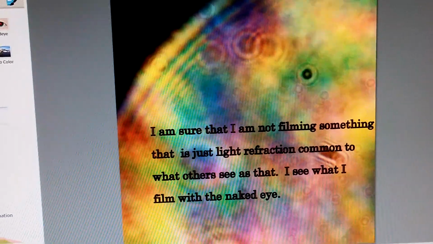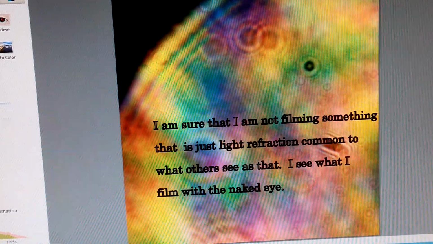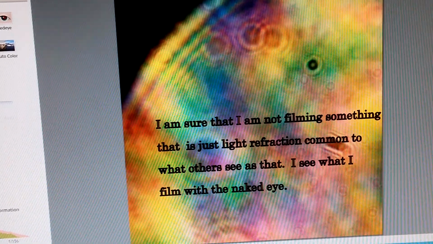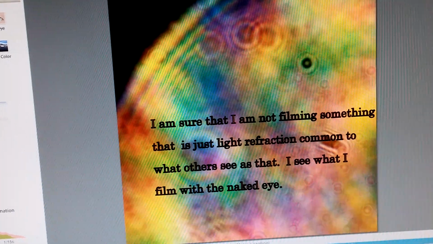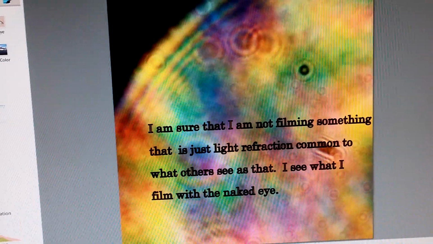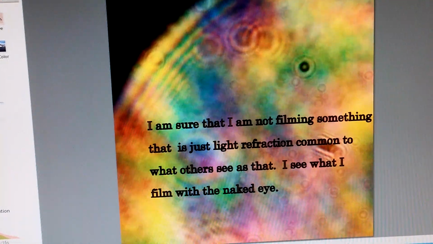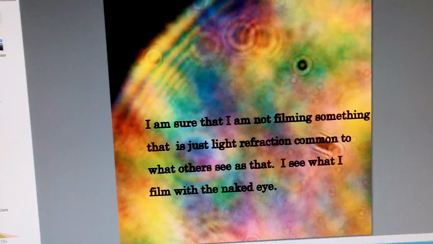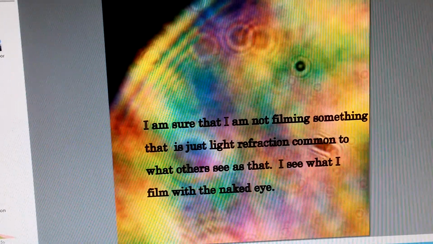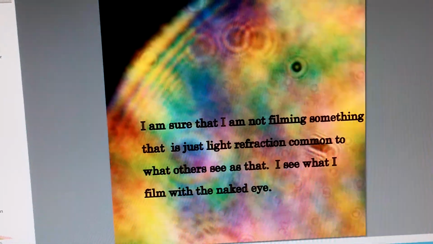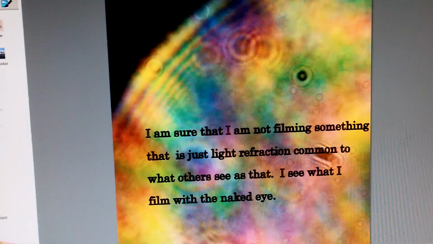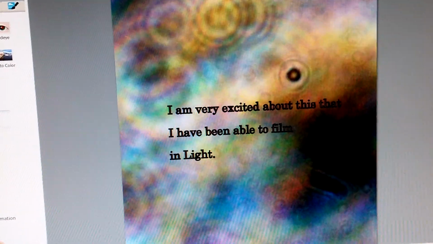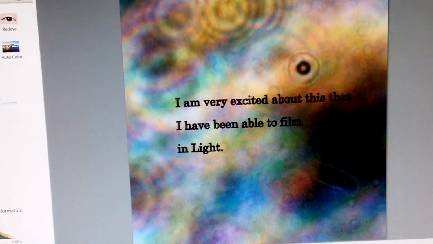I am sure that I'm not filming something that is just light refraction common to what others see it as. I see what I film with the naked eye. So it's not just something the camera does, because the naked eye sees it as well, without the use of a piece of glass to get a shiny spot on. Just looking into the light, I see a lot of this that you are seeing in these orbs. I am very excited about this that I have been able to film in light.